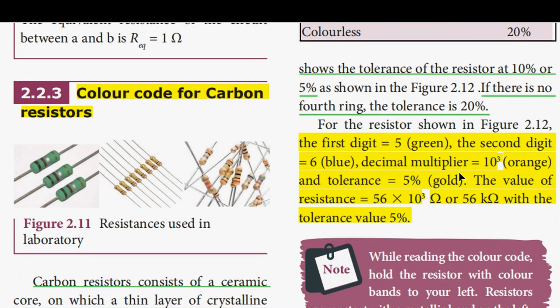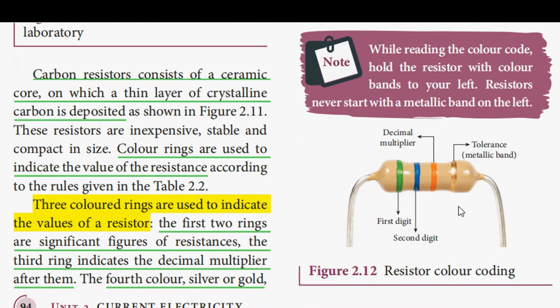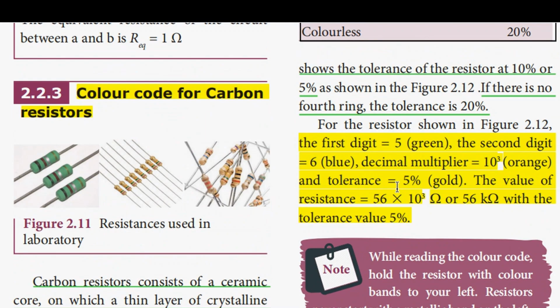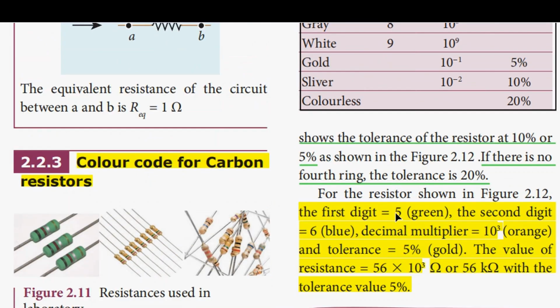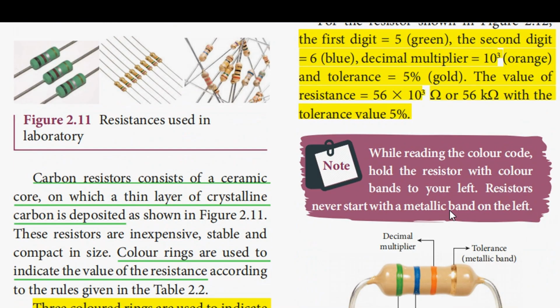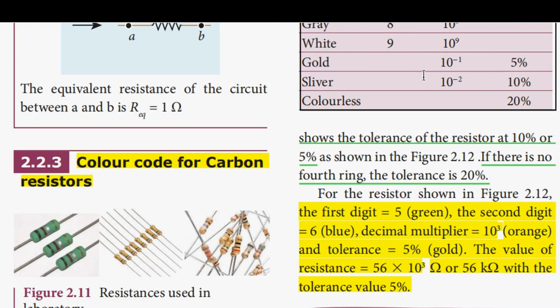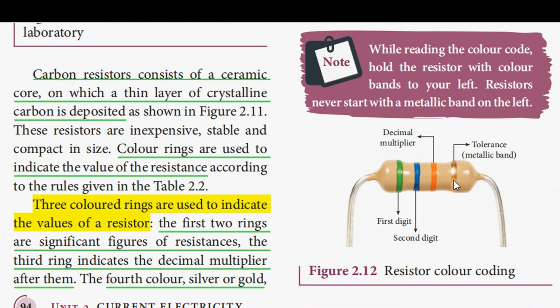And for the resistor which is shown in figure 2.12, we have the green color, next blue, and then orange. So the green color shows 5, and the second digit blue is 6, and the decimal multiplier orange is followed by 3 zeros. Therefore 56K will be the value of the resistor, having a tolerance value of about 5% as it has a gold ring here.